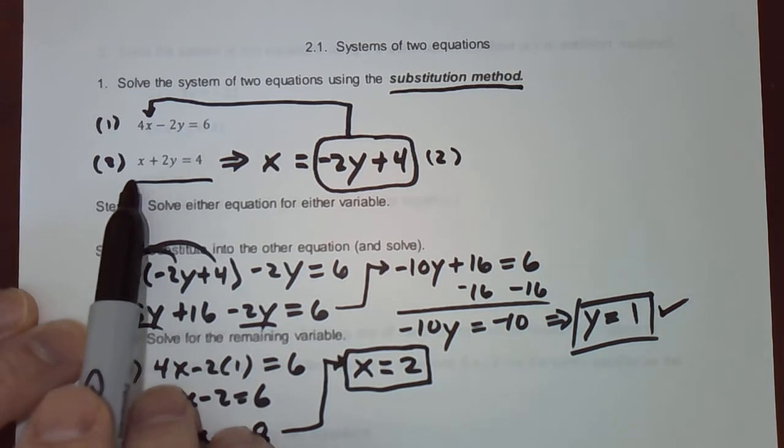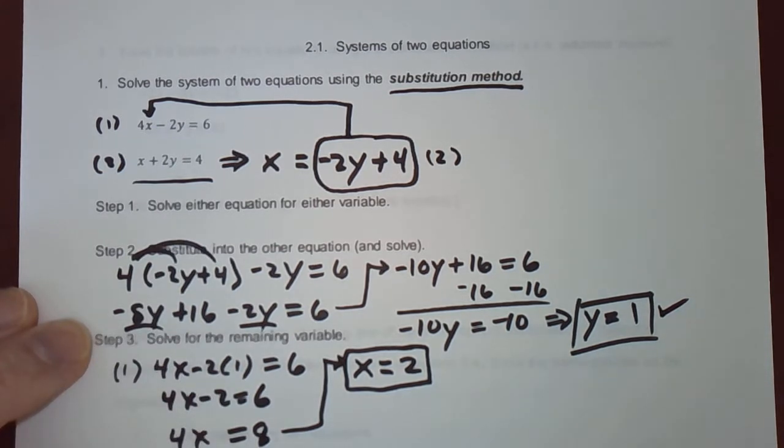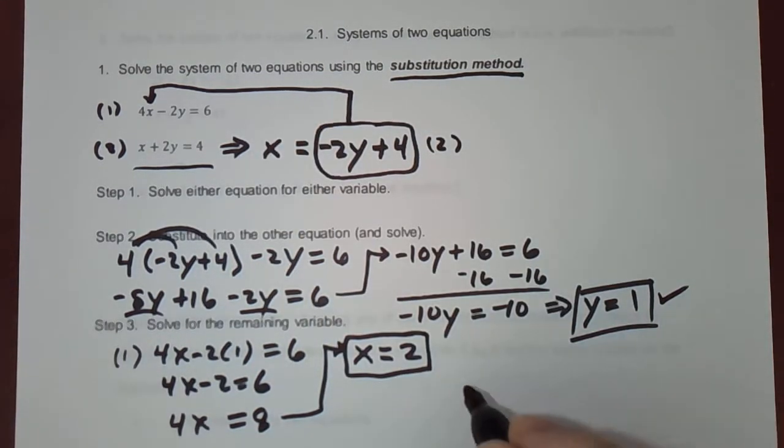x is 2 plus 2 times 1. That gives us 2 plus 2 equals 4. So it does work out. So the way we like to write the ordered pair that solves both equations is as an ordered pair.